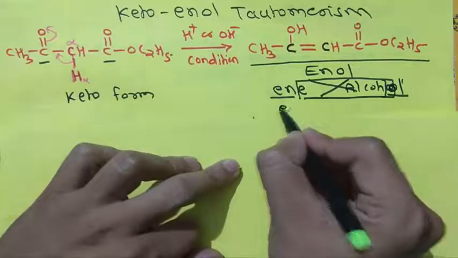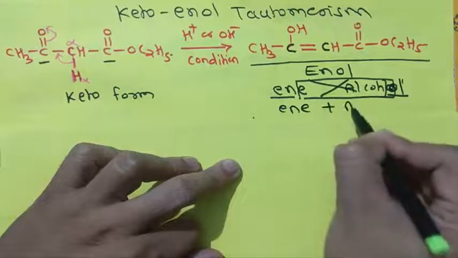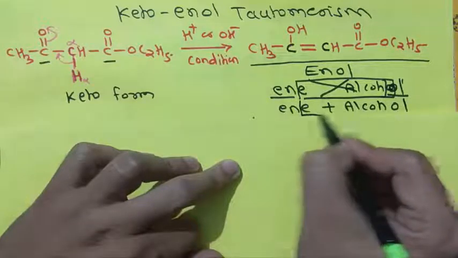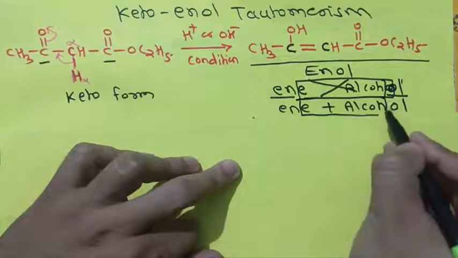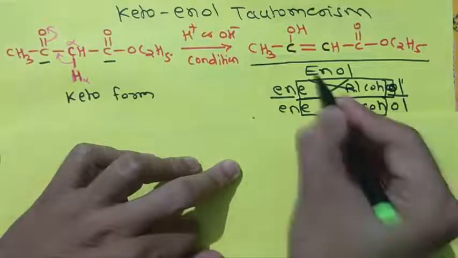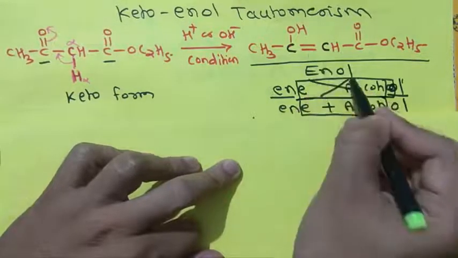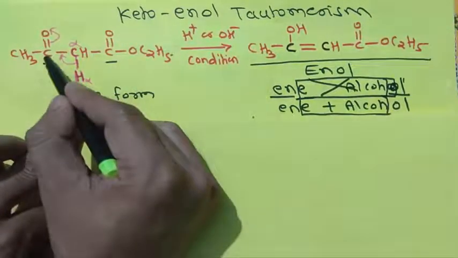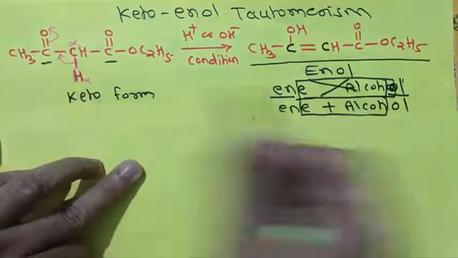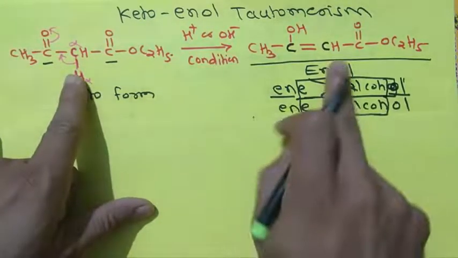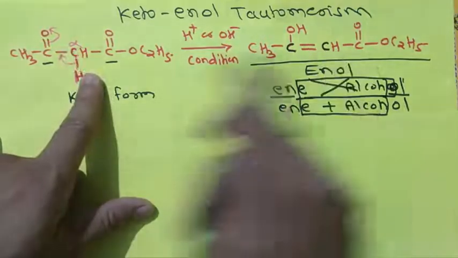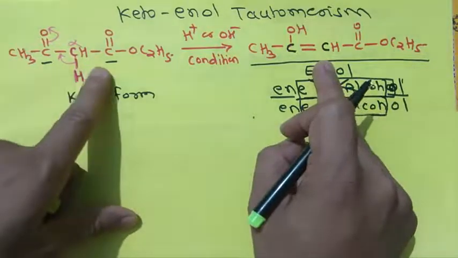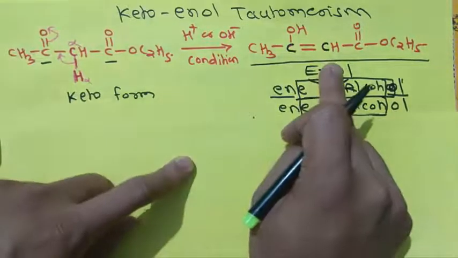Ene plus alcohol, I can eliminate the H. What is remaining? En and ol. That is enol: the double bond is present and the alcohol is also present. That's why this compound is called enol. It is called the keto form because the ketone group is present. That's why the overall phenomenon is called keto-enol tautomerism. Both are isomers of each other. It is called structural isomerism, but more correctly, they are tautomers.